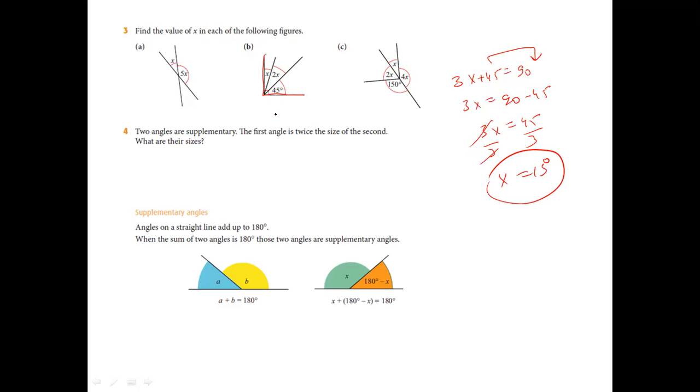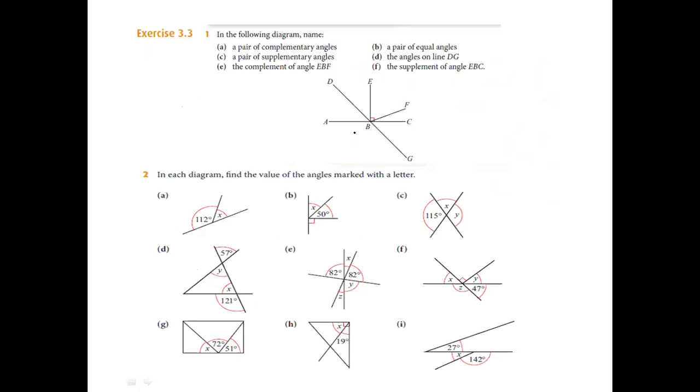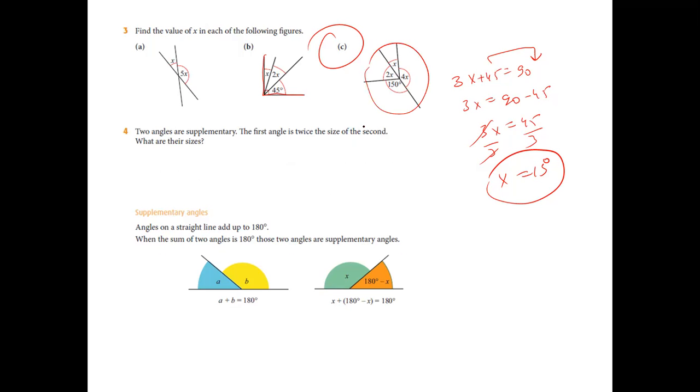Okay. And C is also for you, and I want to give you a clue. The clue is that it's like a circle, a revolution. If you remember, it was a revolution. So what was the revolution? The total adds up to 360, and 2x plus x is 3x, plus 4x is 7x, plus 150 must be 360. From here you can find x.